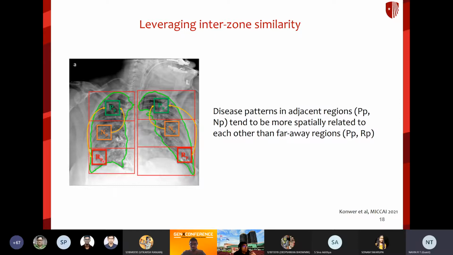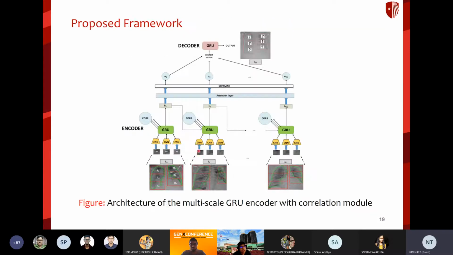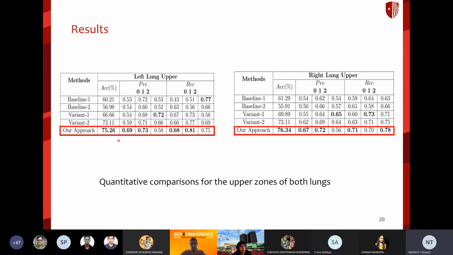Now, this appears to be a very simple concept, but integrating this kind of module within our deep learning network helped us improve our performance of prediction of severity in the final classification approach. So this helped us increase our precision, recall, and accuracy for progression prediction.